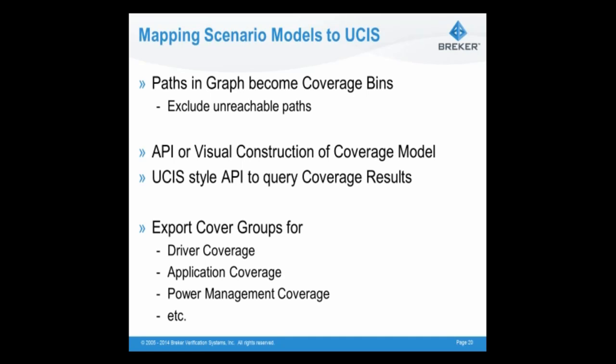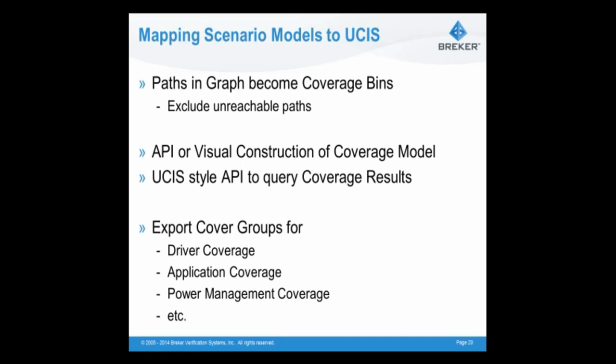And since the scenario model can already determine what paths are reachable and what paths are not reachable, these are automatically excluded for you. This coverage model, which is a layer on top of the graph, can be constructed either visually or via an API. And we have done a UCIS-style iterator-based API to query those results, to export them to various other coverage databases.